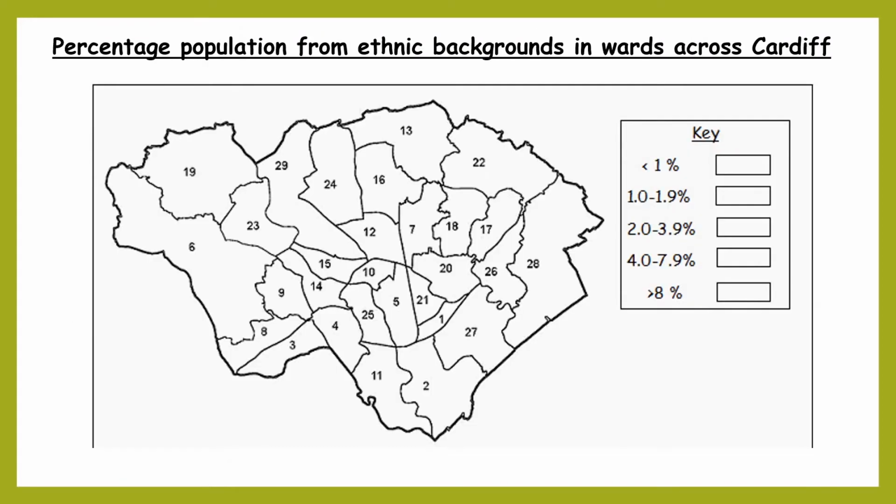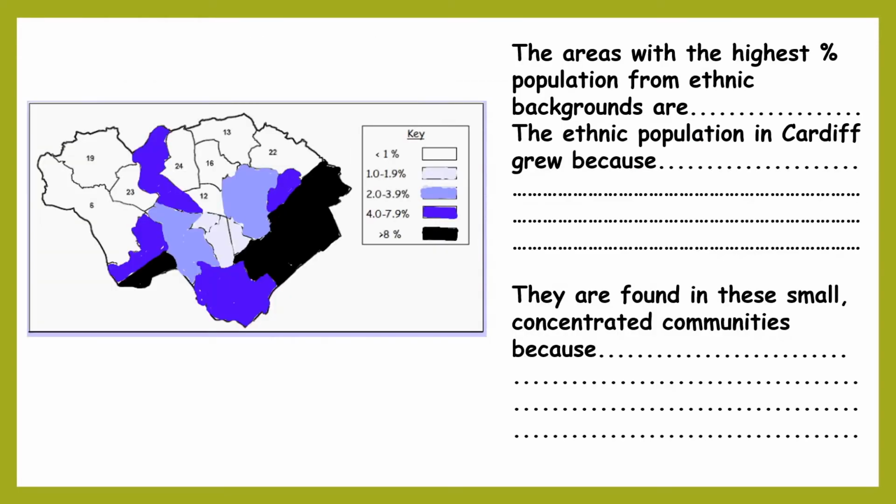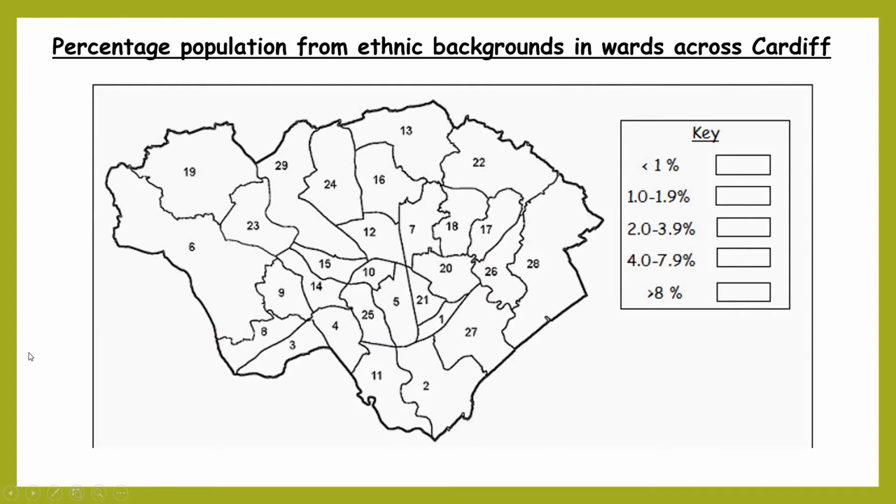So let's have a look and see if that's true of Cardiff. Are the ethnic minority populations in particular areas? You've got this blank choropleth map in your handout. You've also got a set of data in your handout. Okay, you've got a set of data that tells you all of the information you need to colour this choropleth map.